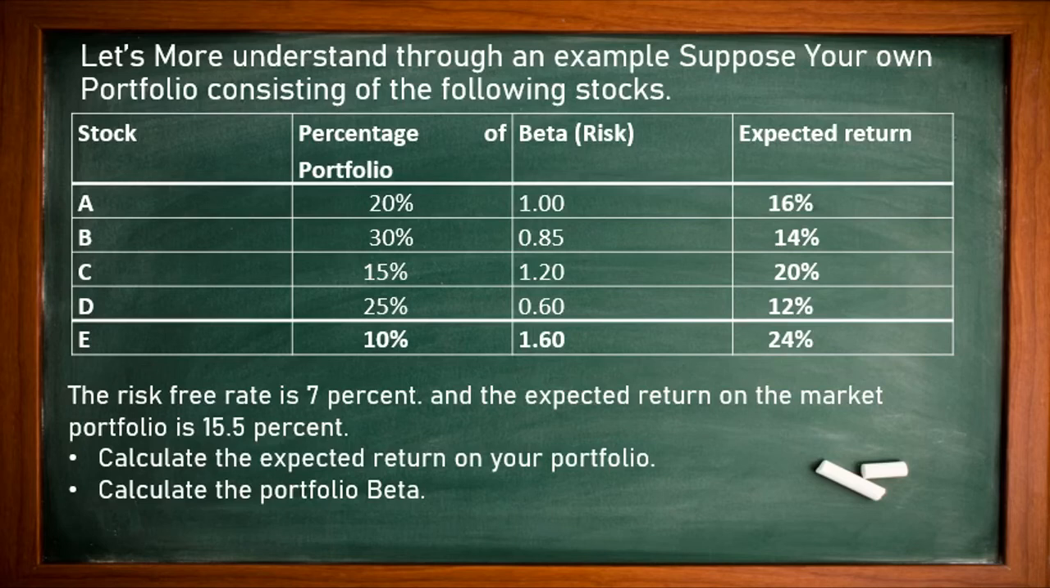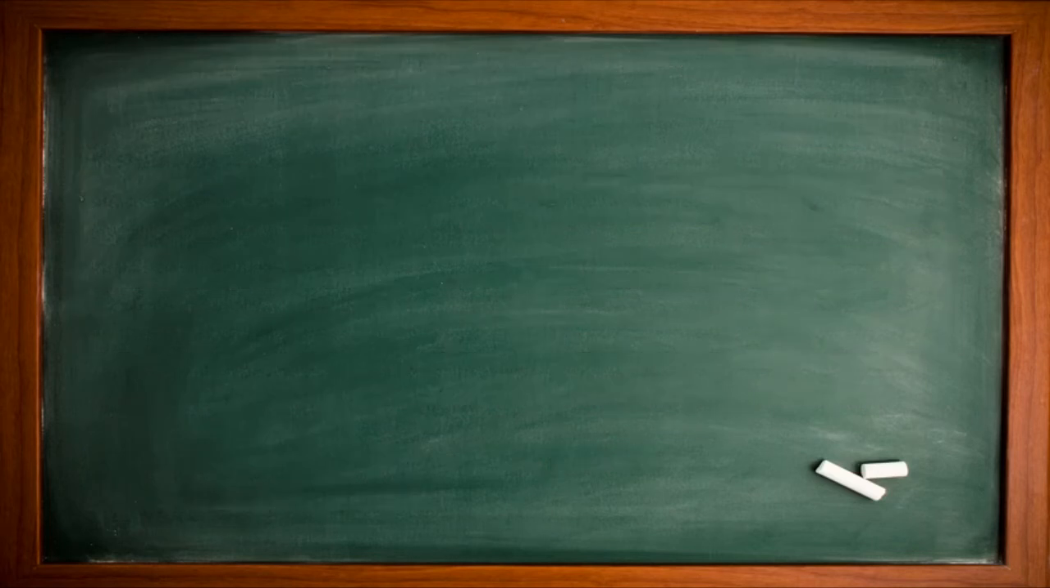And the expected return of the market portfolio is 15.5%. It means if you go for the market return, you will get 15.5%. Now calculate the expected return on your portfolio, and the portfolio beta as well. We are going to calculate two things. Let's start with the first one.